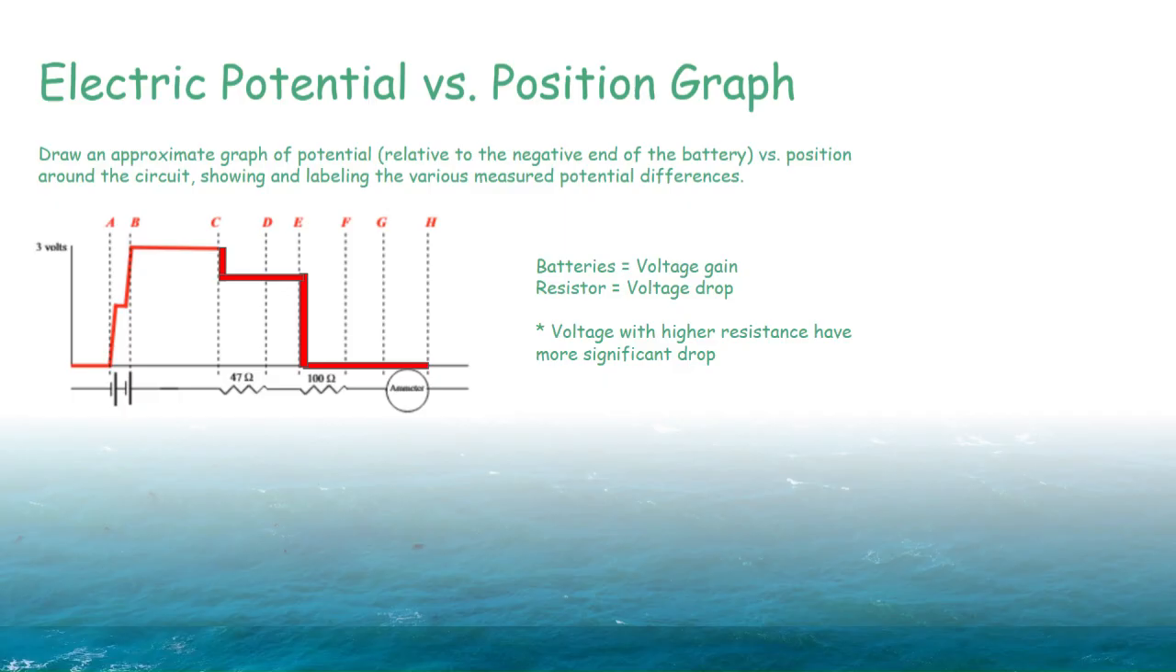Here we have a graph of electric potential versus position around the circuit. It shows the increase and decrease in voltage as you go around the circuit. Batteries contribute to voltage gain while resistors contribute to voltage drop, and at higher resistance there is a greater drop in voltage. As you can see, the sum of all voltages leads to 0.